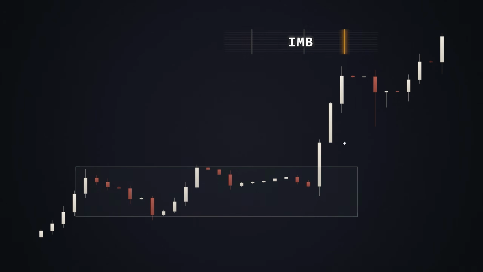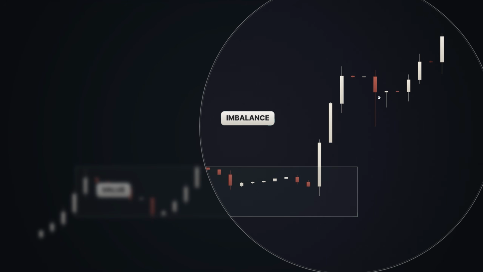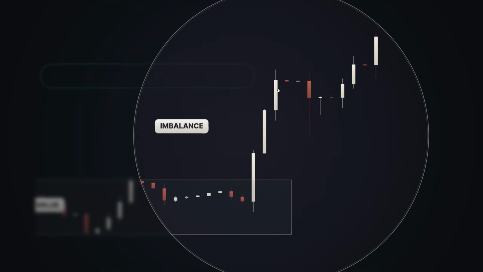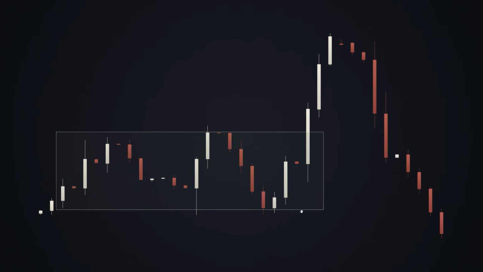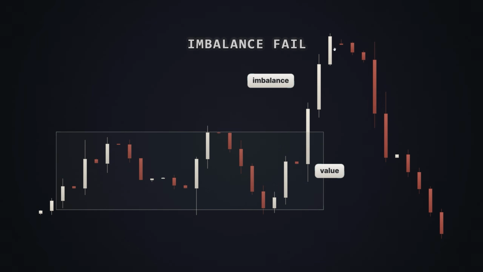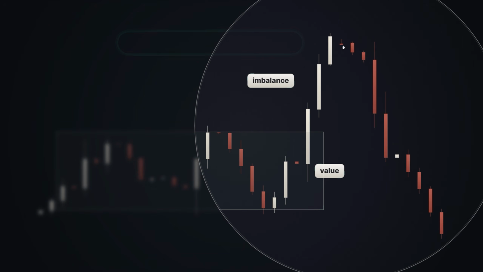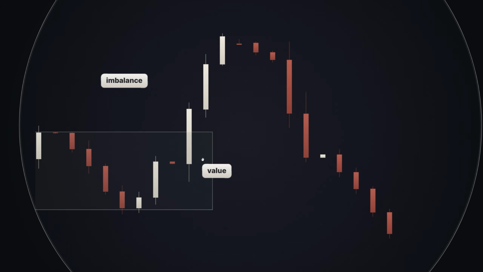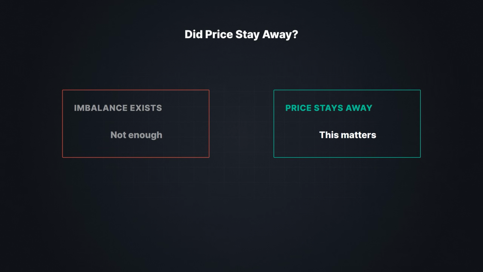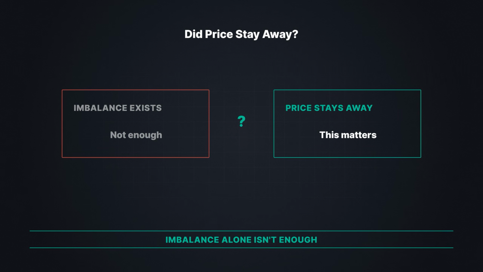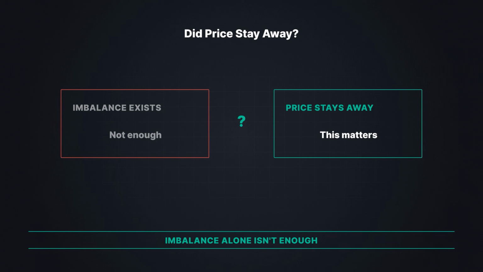Look here. This first imbalance holds. Price pulls back into the top part of the fast move, but it stays above old value. I like that because the market moved fast, then refused to return into the old fair area. This second imbalance fails. Price makes the same fast move, fills the whole gap, and closes back inside old value. That kills the breakout idea because the fast candle was only a test. So the key question is not whether an imbalance exists. The question is whether price stayed away after creating it.